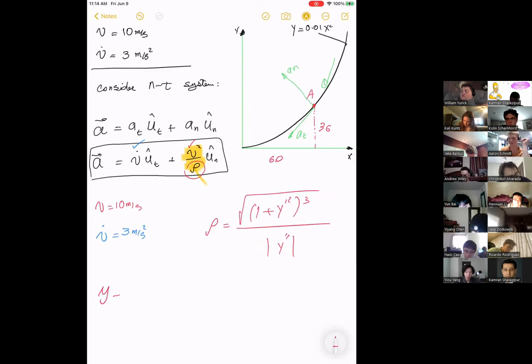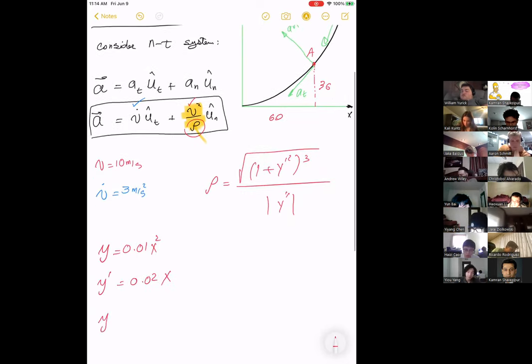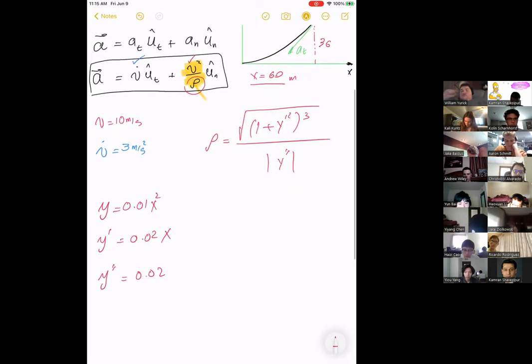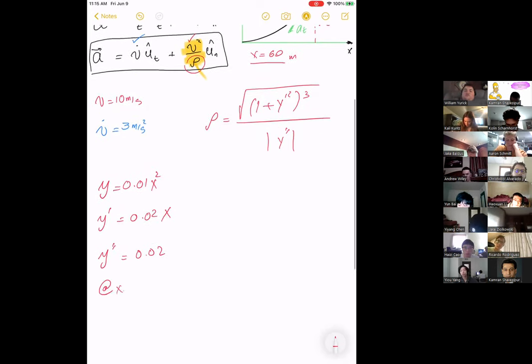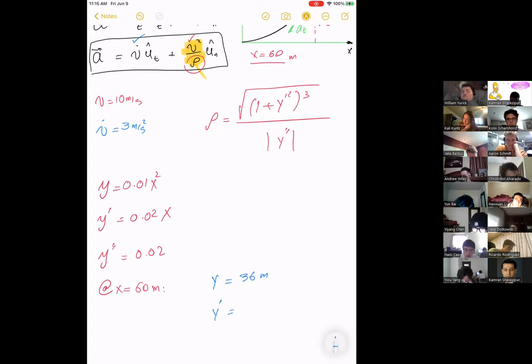So y is 0.01 x squared. So y prime is going to be 0.02 x. And y double prime is going to be 0.02. Correct? We are talking about x equals 60 meters. So at x equals 60 meters, you get your y as 36 meters, y prime as 1.2. What is the unit for this?